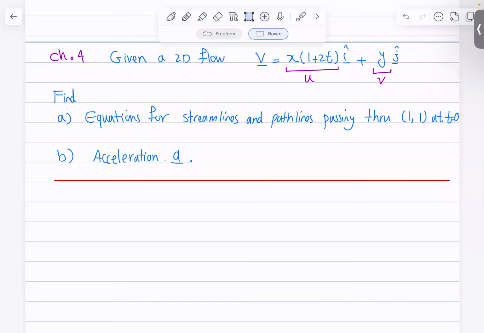Okay, hello everyone. Today we have this example from chapter 4, velocity field, streamlines, path lines, and acceleration. We're given this velocity vector of a 2D flow, x times (1 plus 2t) i hat plus y j hat. And we want to find equations for the streamlines and path lines passing through the point (1, 1) at time 0. And in part B, we want to find the acceleration.